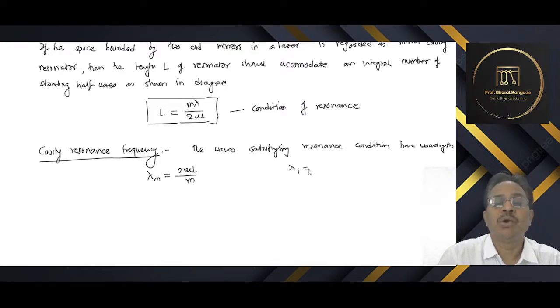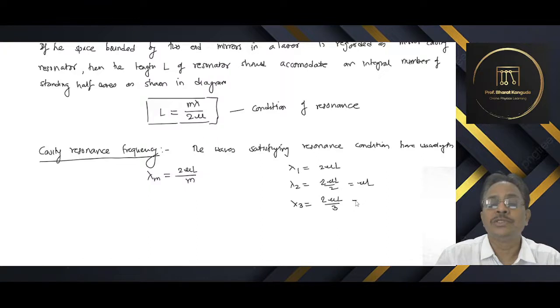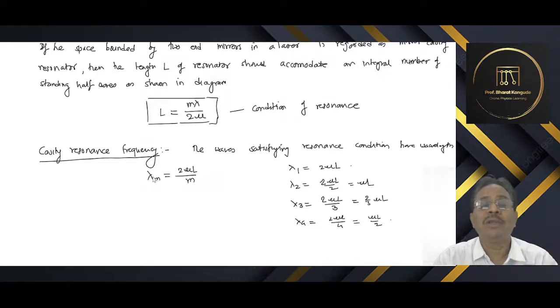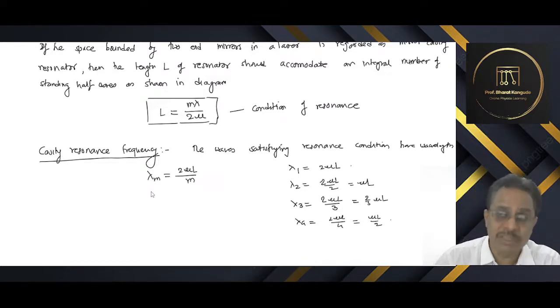When I take lambda 1, it will be twice mu L. When I take lambda 2, it is twice mu L upon 2, that is simply mu L. When I go for lambda 3, the third frequency, it is twice mu L divided by 3, so this is 2 by 3 times mu L, and so on. Lambda 4 is equal to twice mu L upon 4, so it is mu L by 2, and so on. So this wavelength goes on decreasing as we go for larger and larger m. So this lambda m, the wavelength of that particular resonating light which is given out in the source, is given by twice mu L upon m.